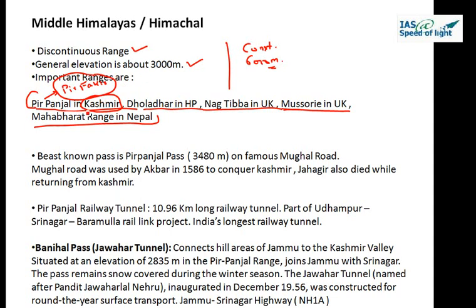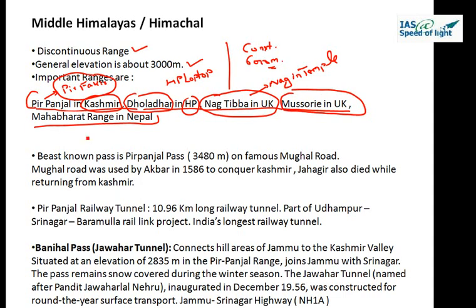So Pir Panjal is in Kashmir. Dholadhar, or Dhuedar Ballebaji, attack batting, in Himachal Pradesh, or an HP laptop. Nag Tibba in UK, or Nag in a temple. Mussoorie again in Uttarakhand, this we know. Mahabharat range in Nepal. So this is how you can remember the different ranges in the Middle Himalayas.